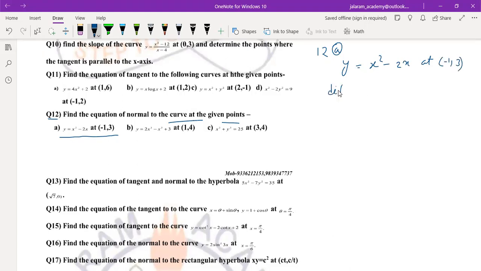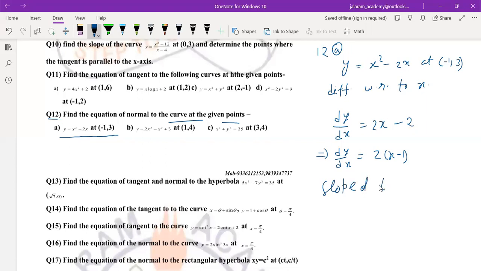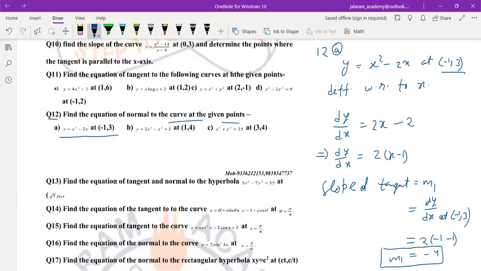First, we have to differentiate both sides with respect to x. dy by dx equals the differentiation of x square, which is 2x, minus the differentiation of 2x with respect to x, which is 2. So dy by dx equals 2 common into x minus 1. So the slope of tangent, let's describe it by m1, is dy by dx at the point of contact (-1, 3). So 2 into -1, 2 twos are 4, so the slope of tangent is -4.